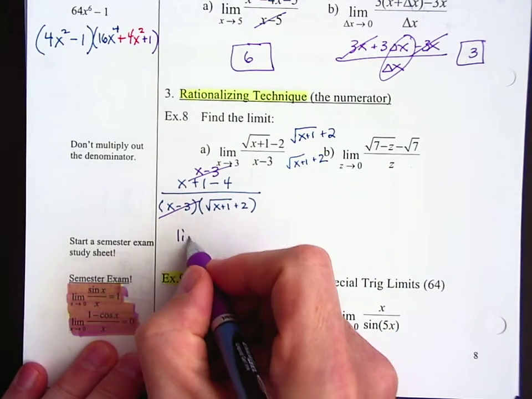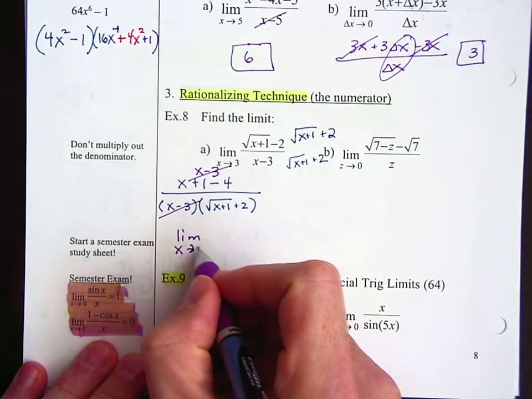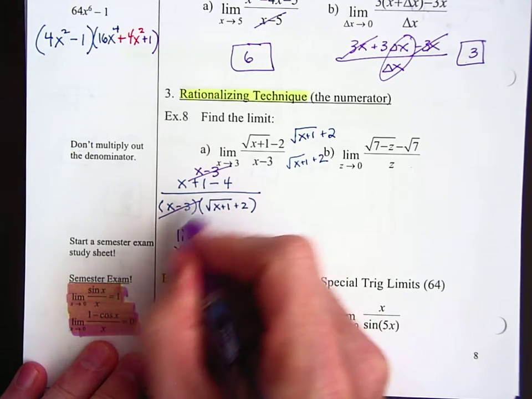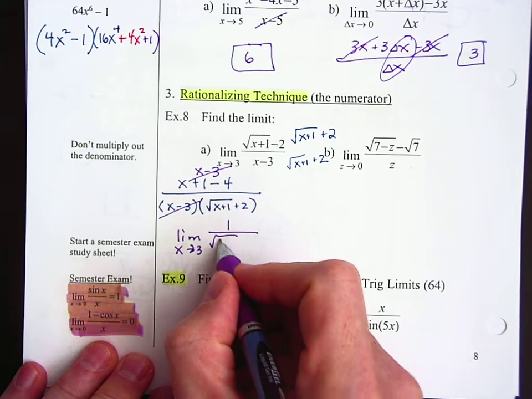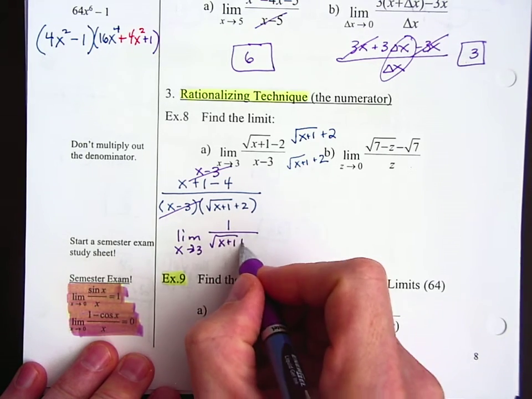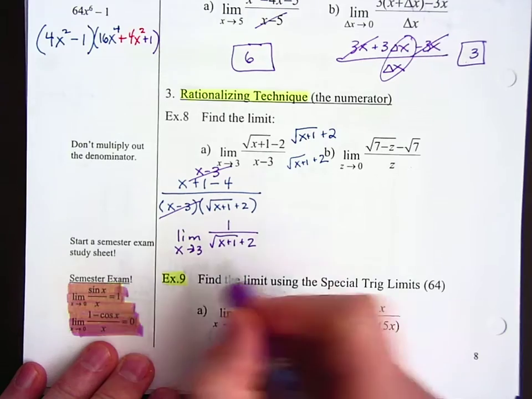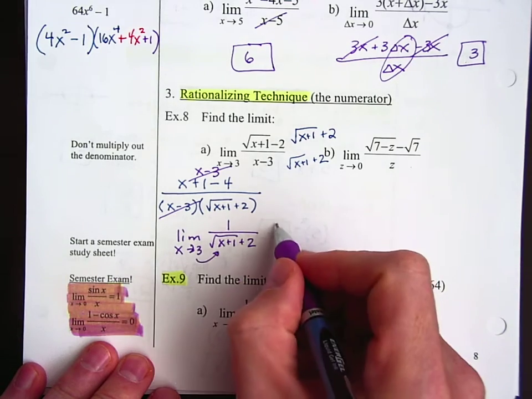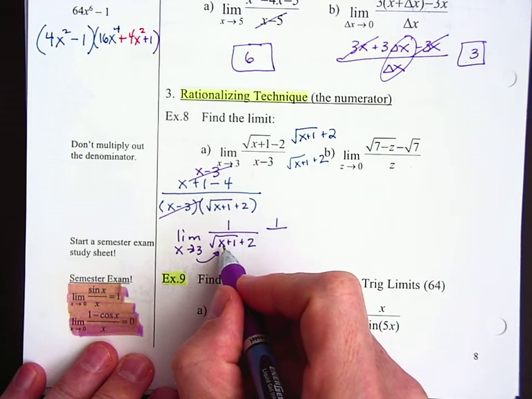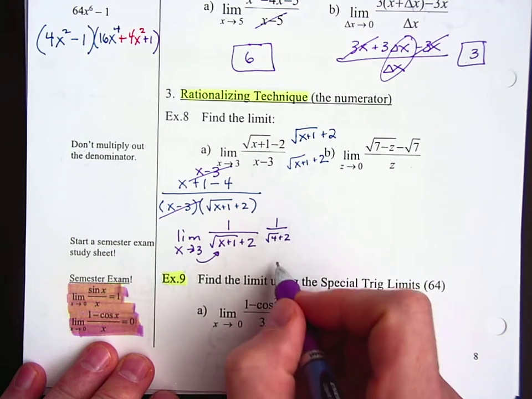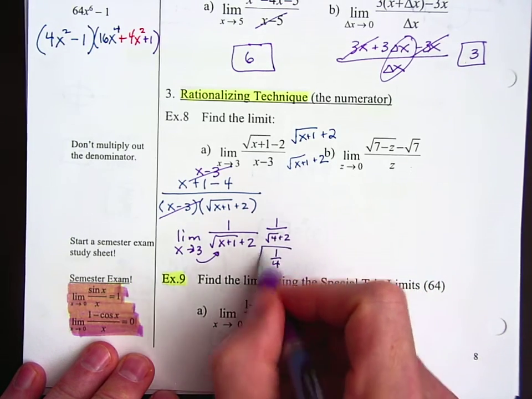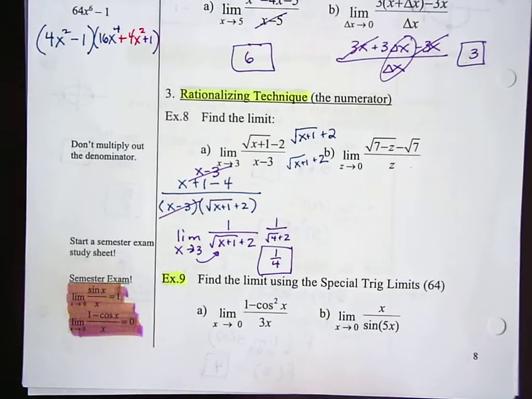So now we have the limit as x approaches 3. Now remember, when that cancels, that's a 1. So the numerator is 1, and square root of x plus 1, plus 2. Now we're going to use direct substitution. So that's going to be 1 over the square root of 4 plus 2, which is 2 plus 2, so that's 1/4. Okay. So pause the video and try the next one.